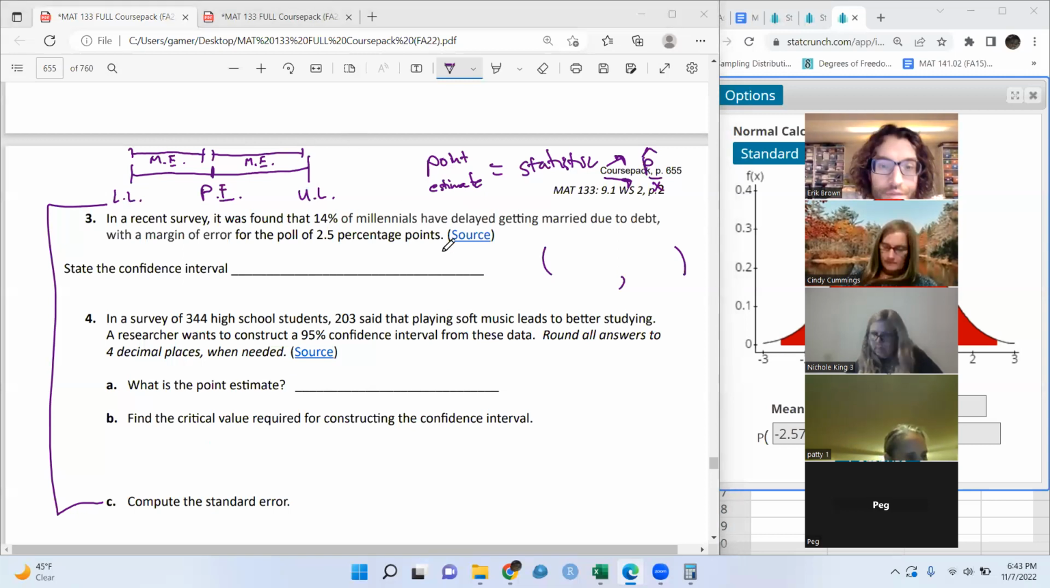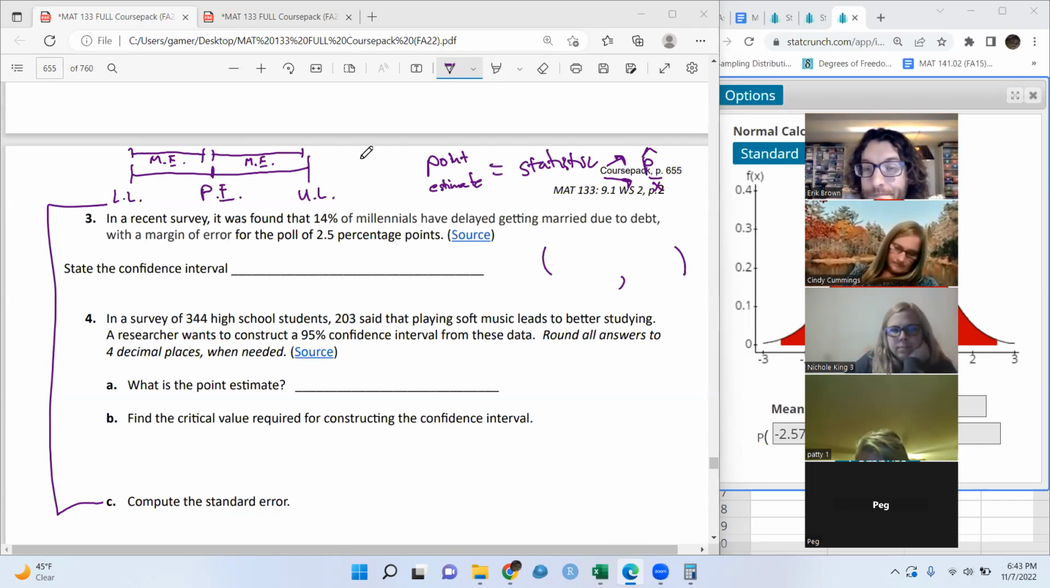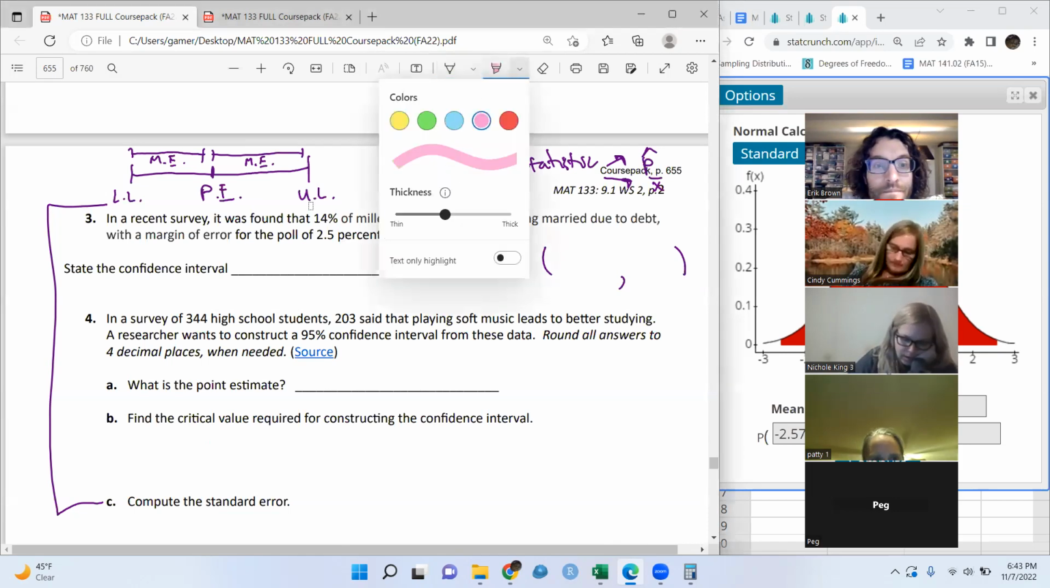So how are we doing, y'all? You feel good about your answer for 3? Or totally lost? I think I got 3 okay, but 4, no. Okay, so let's start with, my alarm's going to go off here in a second. Can anyone identify the point estimate in 3? Is it 0.14? Nailed it.